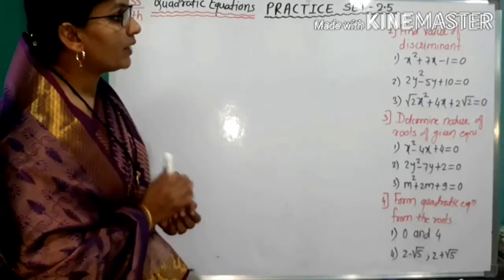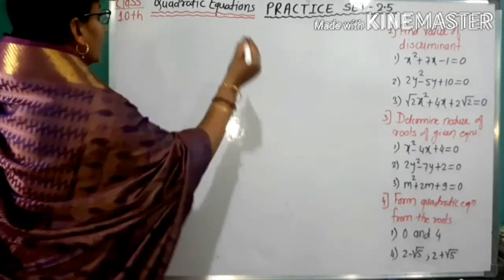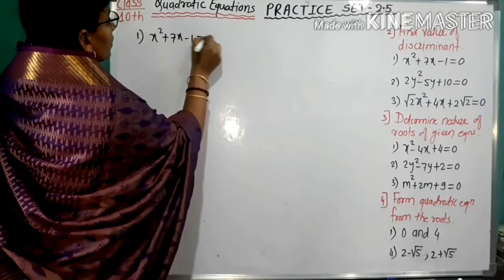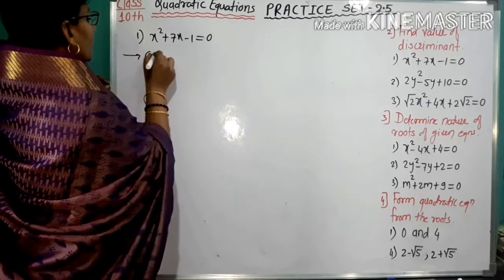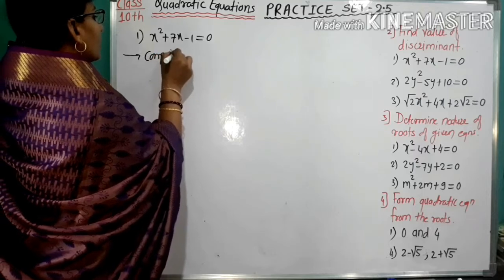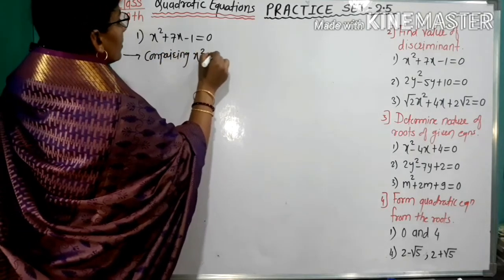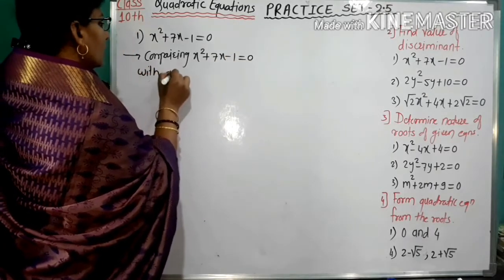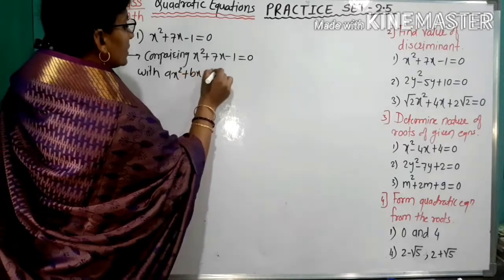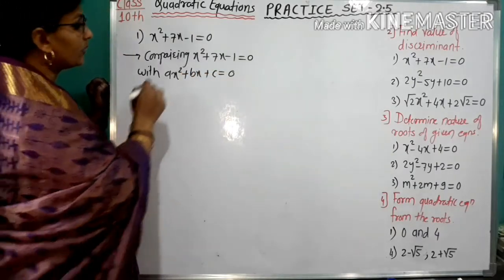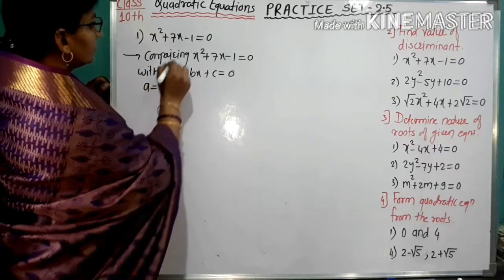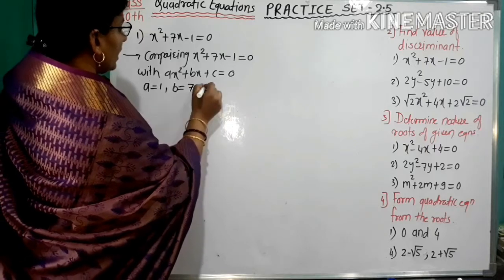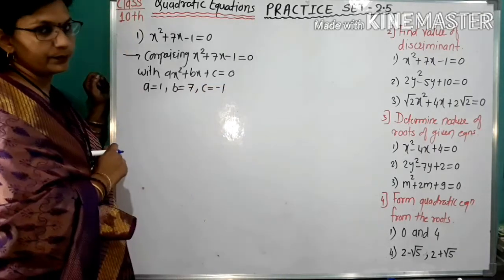Example number 2, find value of discriminant. Number 1, x square plus 7x minus 1 equal to 0. Comparing x square plus 7x minus 1 equal to 0 with ax square plus bx plus c equal to 0. Here a equal to 1, b equal to 7 and c equal to minus 1.